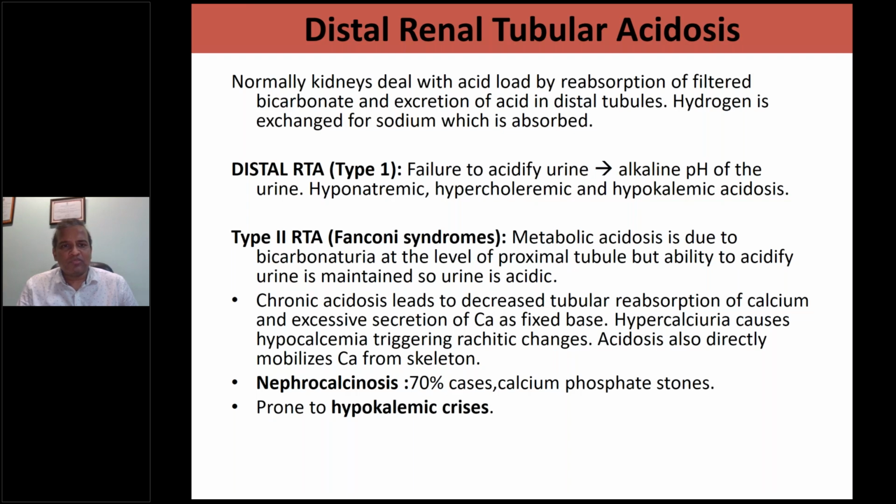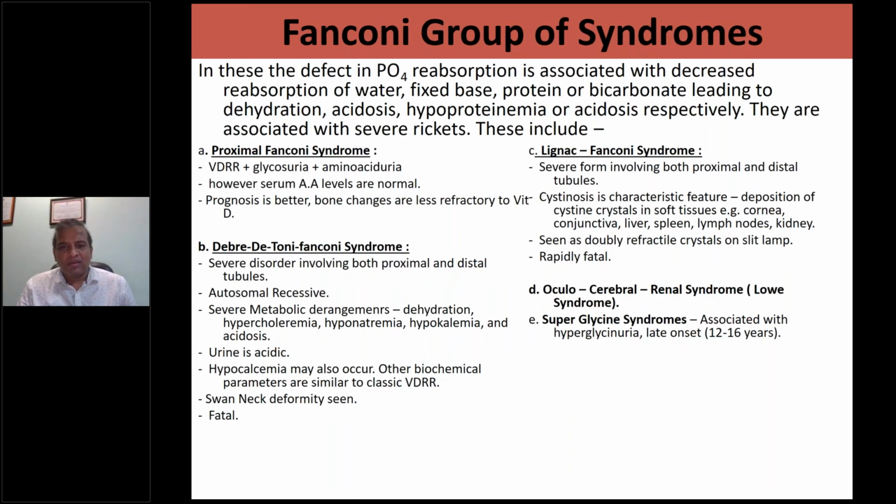This Fanconi group of syndromes also has various types, like proximal renal tubular acidosis, proximal Fanconi syndrome, Debré-de Toni-Fanconi syndrome, Lignac-Fanconi syndrome, Lowe syndrome or oculocerebrorenal syndrome, and hyperglycinuric syndromes. These are mostly associated with genetic metabolic problems, and always there is a phosphate resorption defect, and they present with dehydration, acidosis, hypoproteinemia, and the skeletal picture of severe rickets.